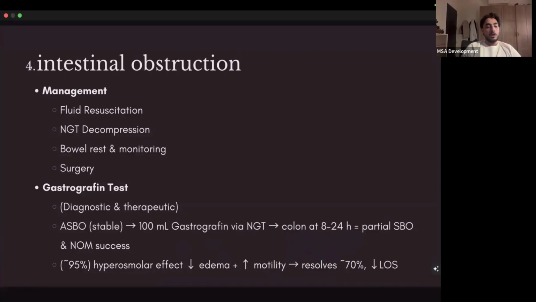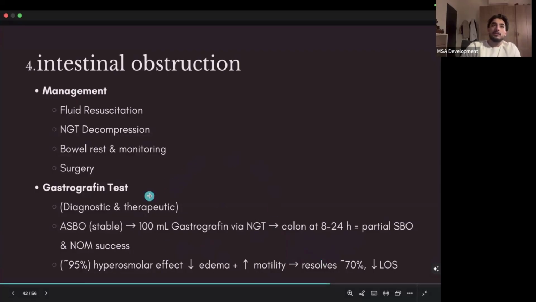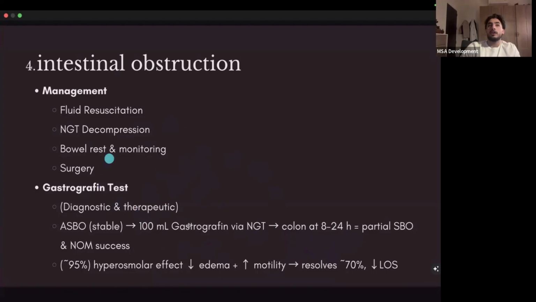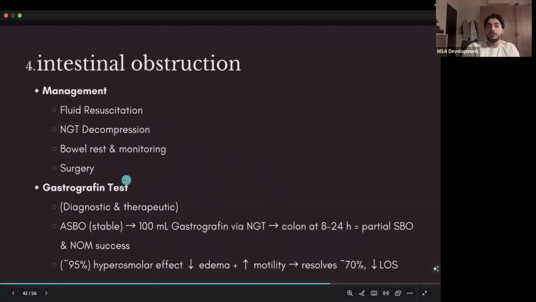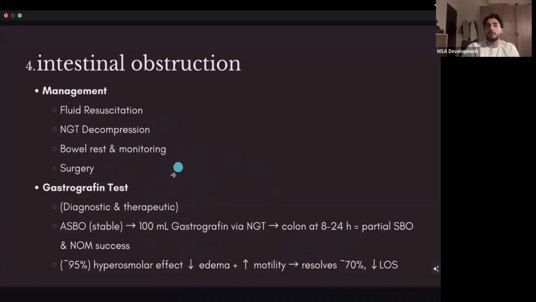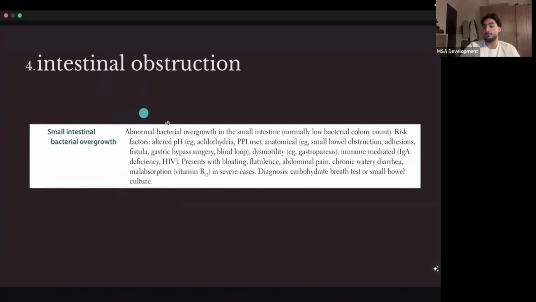Okay. Now, let's think about it for a second. What's a complication that could happen from surgery, especially one where you're maybe having to do reanastomosis? You're going to have to remove an ischemic part of the bowel and do reanastomosis, and especially create a blind loop. So what's a complication of that? Small intestinal bacterial overgrowth, or SIBO.